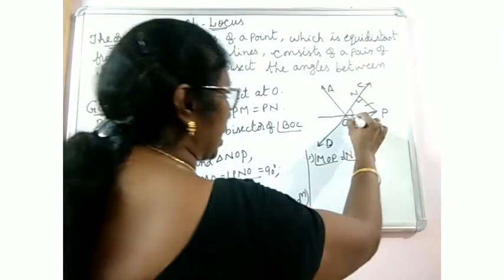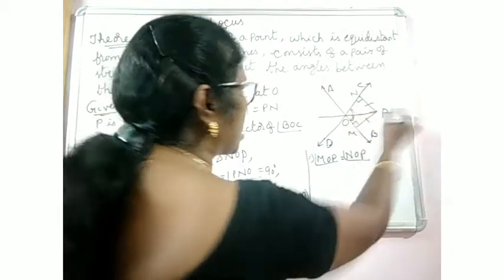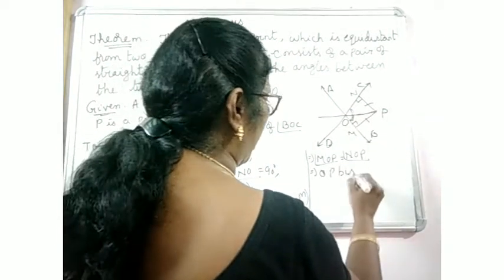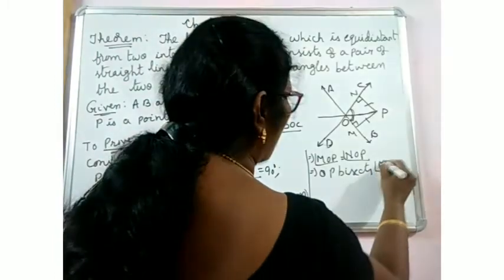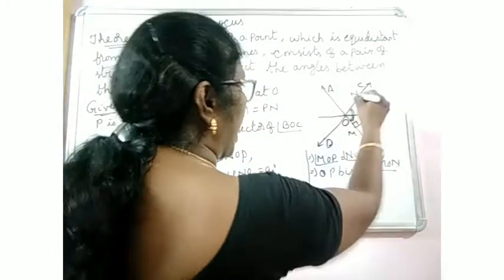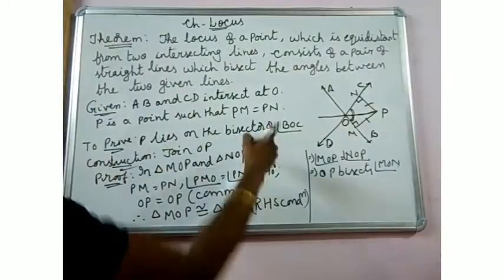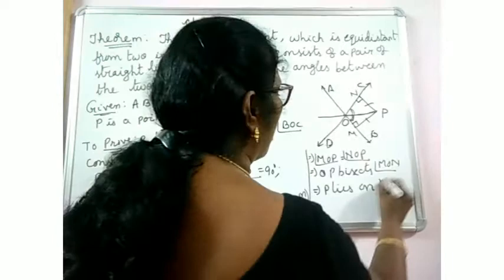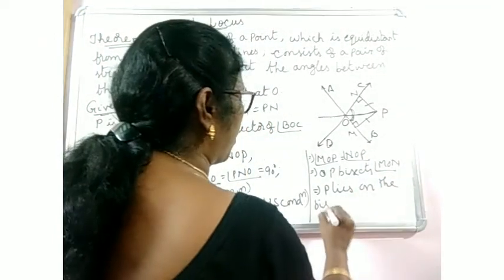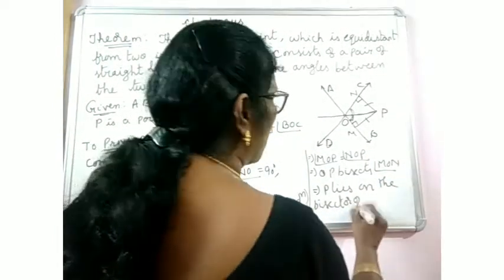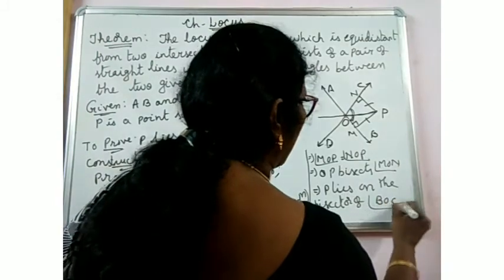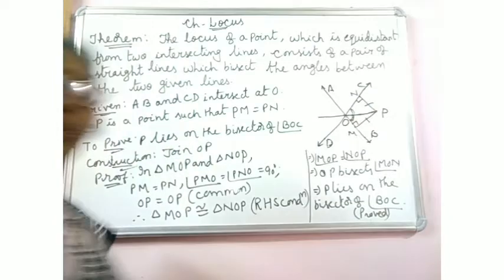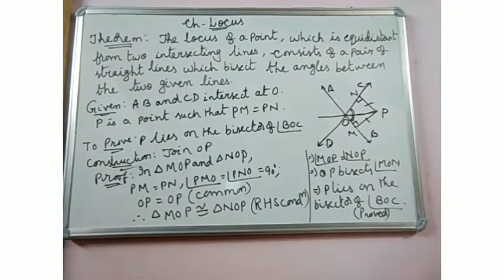The meaning of this is, if these two angles are equal, OP bisects angle MON. MON or BOC, both are the same, right? That implies P lies on the bisector of angle BOC. That is what we have to prove. That is proved. I hope this is clear to you.